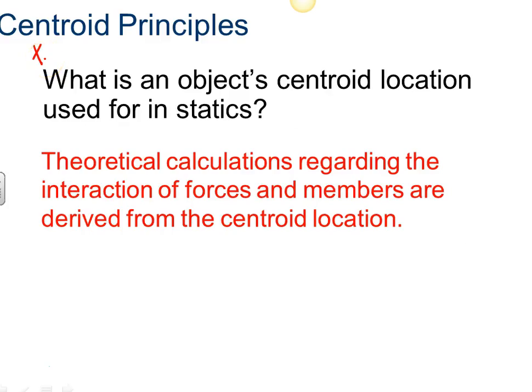But what is an object's centroid location used for in statics? Theoretical calculations regarding the interaction of forces and members are derived from the centroid location. When we talk about members, members are just parts of a structure. So if we have a truss or a wall, then we would have the individual parts of that wall, such as 2x4 framing. Each 2x4 would be representative of a member. These are derived from the centroid location. So many of the calculations that we do in the very near future are actually based upon the location of the centroid.